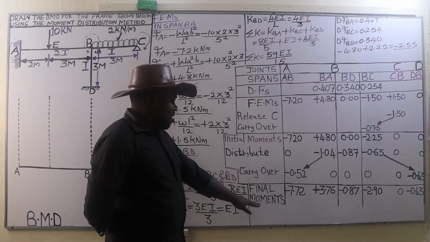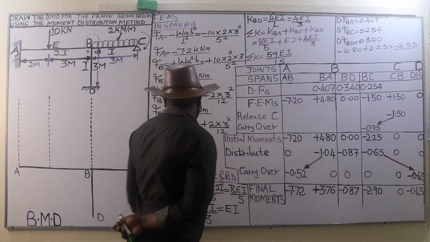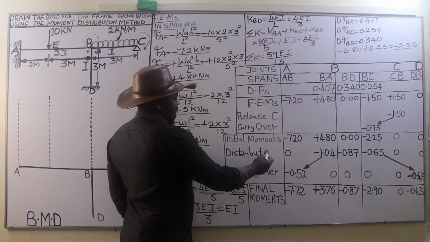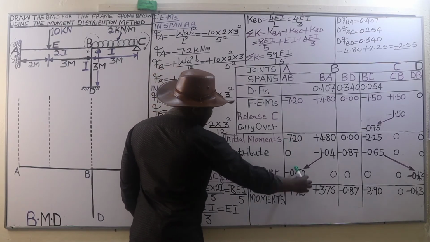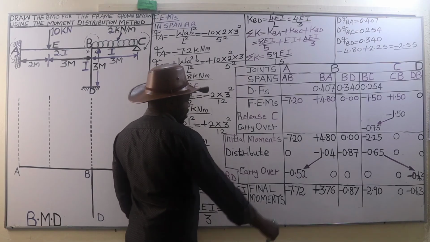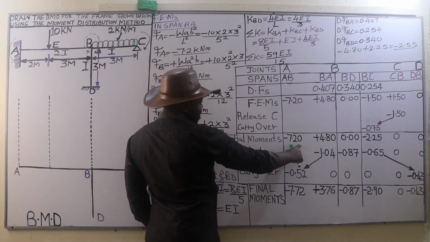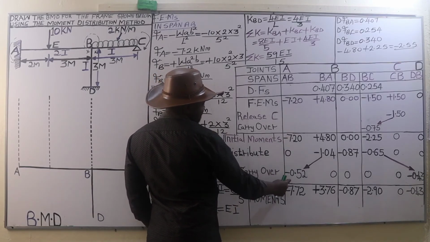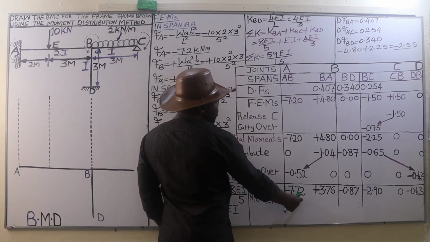And then finally we are now going to have the final moments, which we are now going to use to plot our bending moment diagram. For the final moments, we are going to take the initial moment and then add the moments that are below the initial moments. So for member AB, we are going to have negative 7.20 minus 0.52, that is negative 7.72.